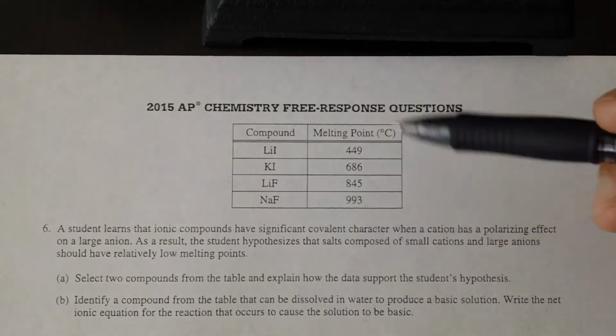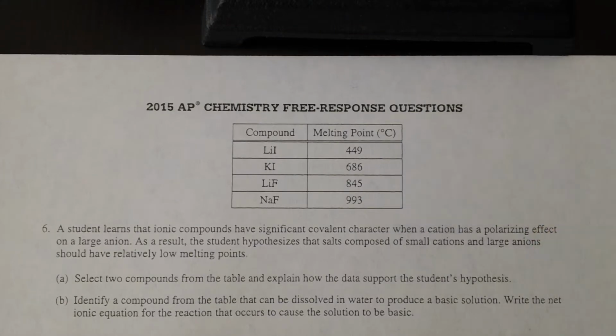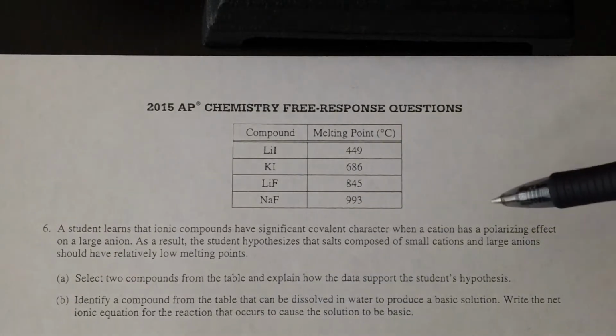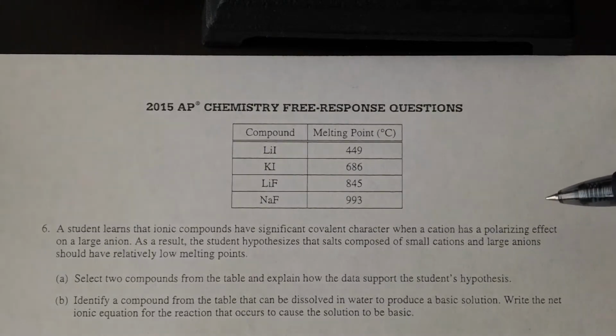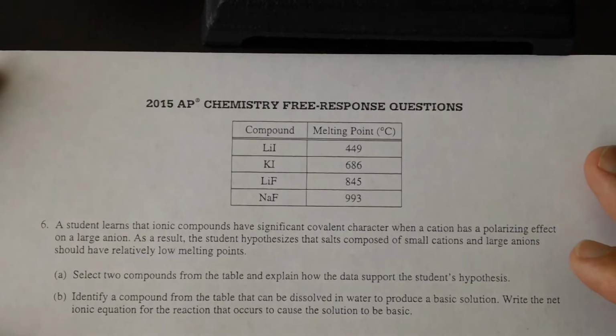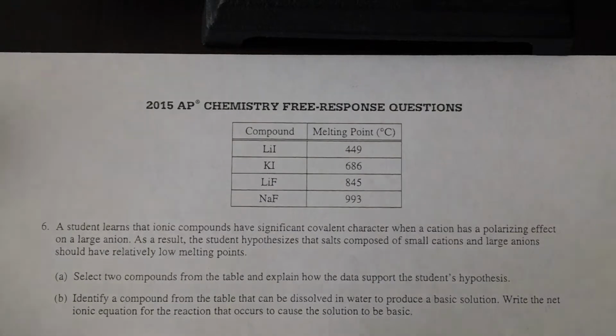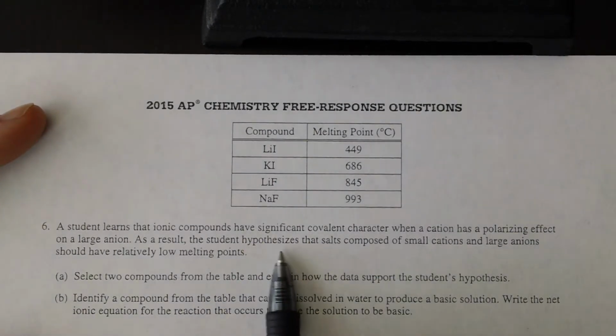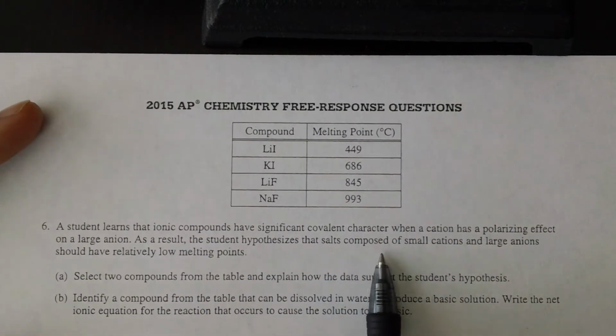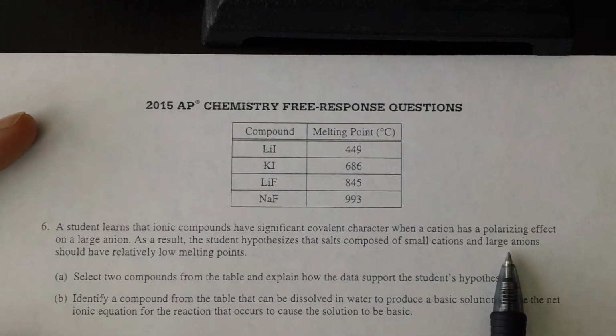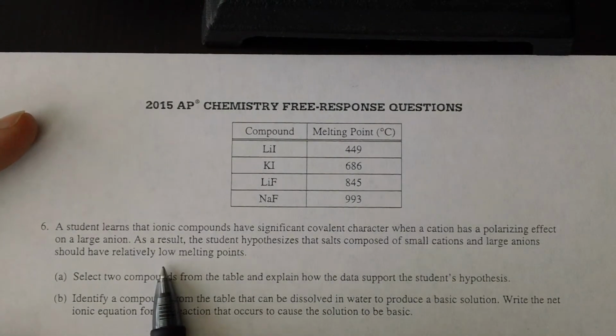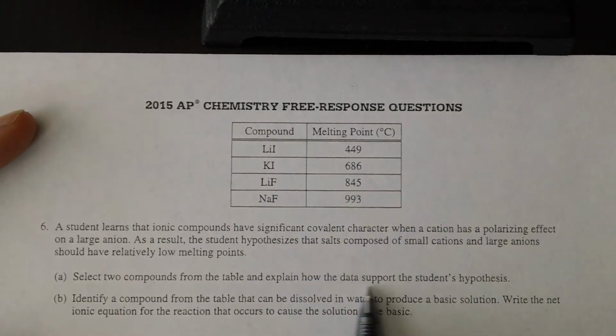They're all ionic compounds. They give us melting points of these things, and then a student learns that the ionic compounds have significant covalent character when a cation has polarizing effect on a large anion. I don't know what that means. It's a lot of words. It says, as a result, the student hypothesizes, that's always good, that salts composed of small cations and large anions should have relatively low melting points.